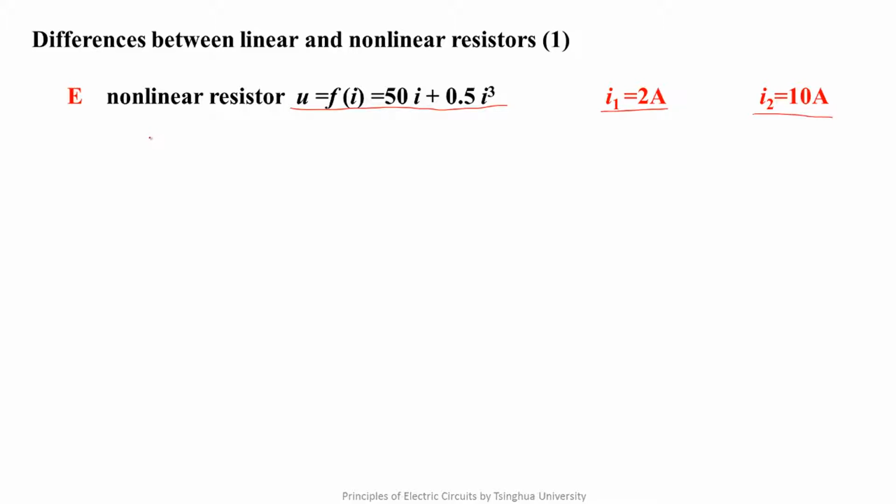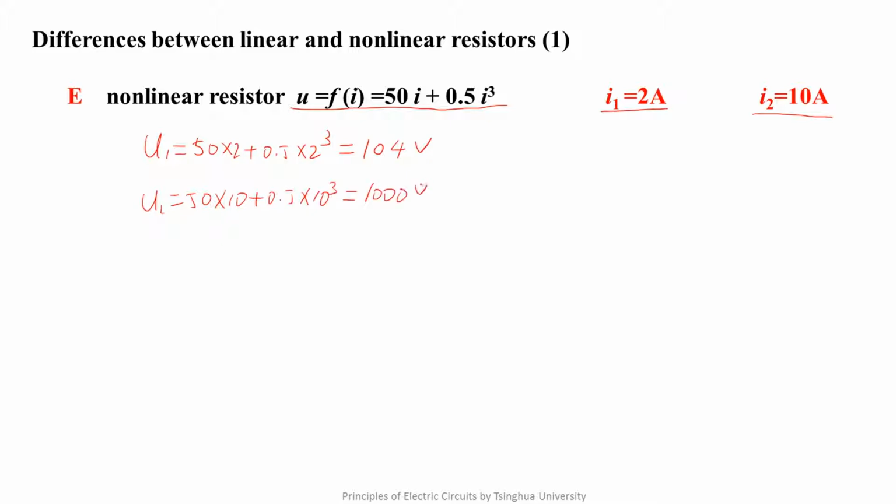When I1 equals 2 amperes, U1 equals 50 times 2 plus 0.5 times 2 to the power of 3. It is equal to 104 volts. We can also calculate the voltage U2. U2 equals 50 times 10 plus 0.5 times 10 to the power of 3. It is equal to 1000 volts.